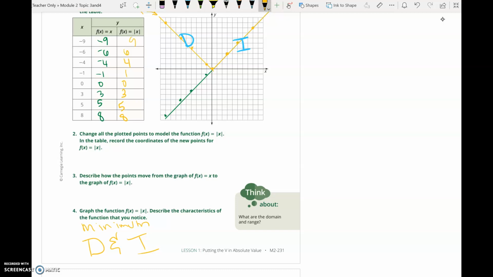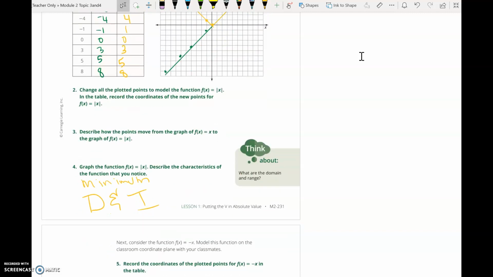And again, it's like two lines put together. If you need to pause this video and make sure you have all that down, feel free to do that. You do not have to go at the pace that I am going.